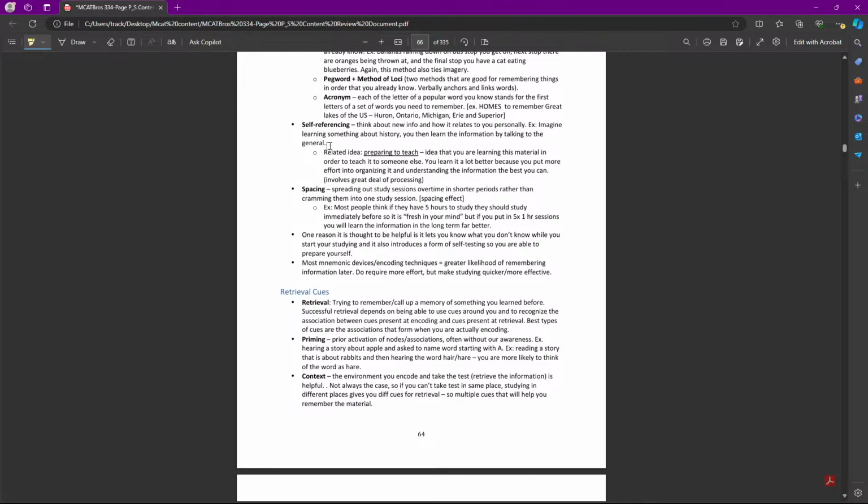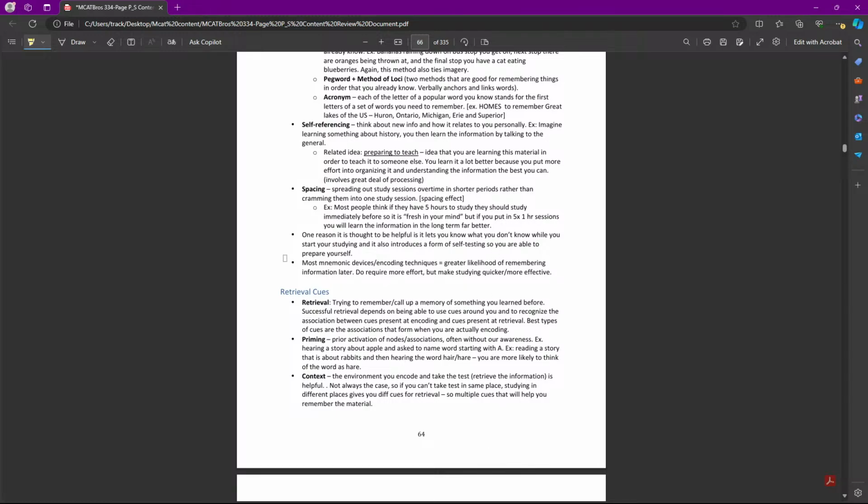Spacing. Spacing is spreading out study sessions over time rather than cramming them all into one study session. That's not what we're doing here, but we have 9 days to the MCAT, so we're doing our best. We're out here grinding. But we have spaced it out the majority of the time.